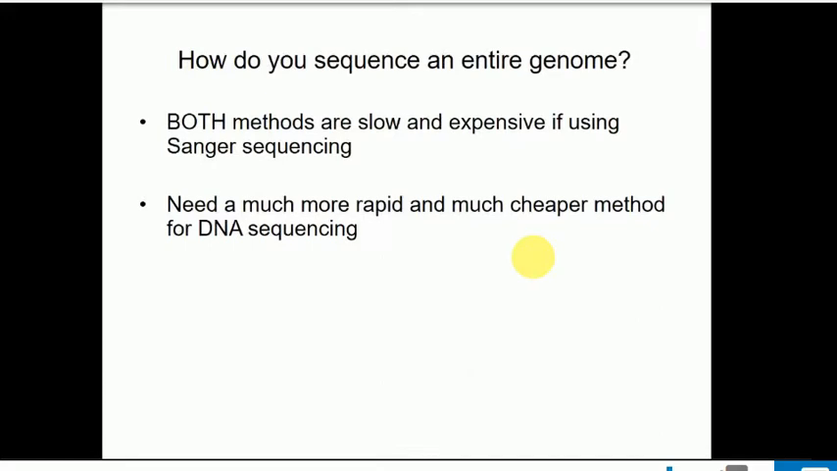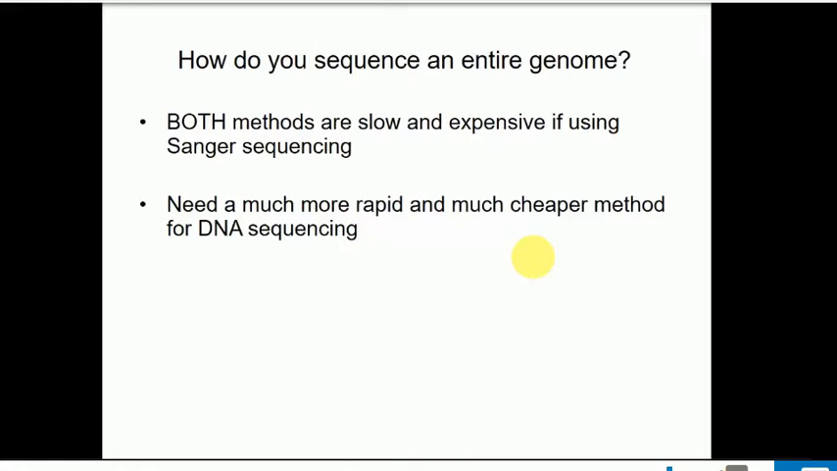But even if you've got loads of sequencing machines, this is still quite slow. It's still a relatively slow process. Each machine is doing maybe 96 sequences in a run. Perhaps you do three runs a day. Perhaps you've got 100 machines. If you're going to drive down the cost of genome sequencing, you need a method that's much cheaper and much more rapid than the Sanger method.